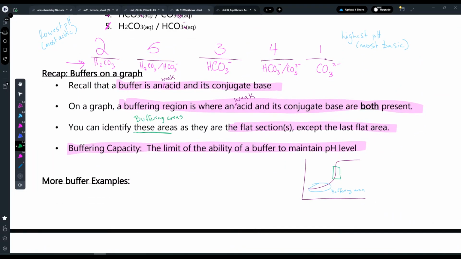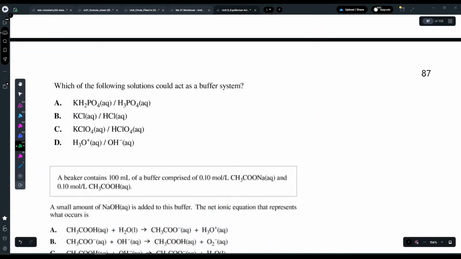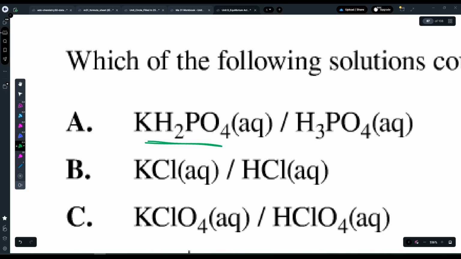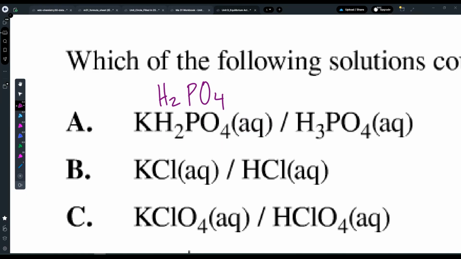Okay, more examples of buffers. Which of the following solutions could act as a buffer system? Let's take a look at what we've been given. We've been given potassium dihydrogen phosphate and phosphoric acid. Remember, if you're given an ionic compound that's soluble in water, you're going to want to dissociate it. So what's doing the heavy lifting here would be H2PO4 with a 1- charge. And we've got phosphoric acid.